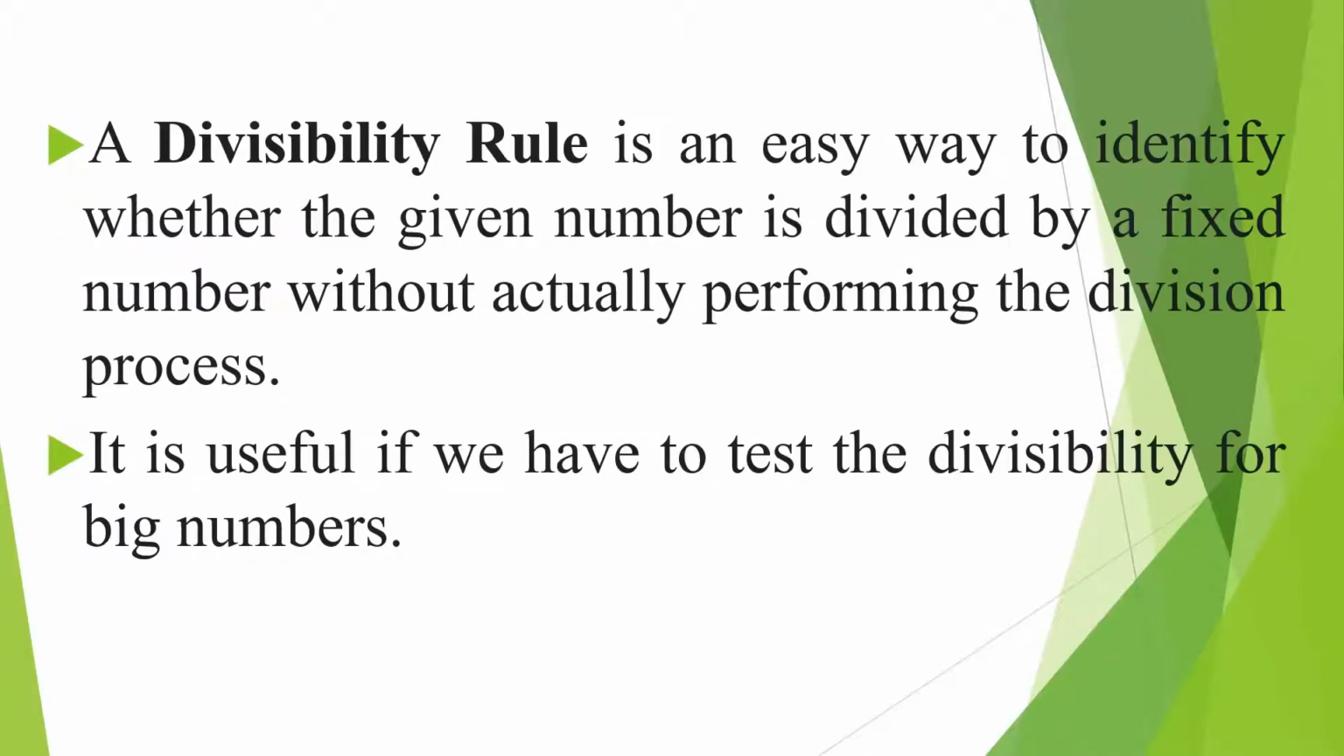Next, we will look into the divisibility rule. It is an easy way to identify whether a given number is divisible by another number without actually performing the division process. With some conditions, we can easily identify whether a number is divisible by another number or not. And it is very useful if we want to check bigger numbers.